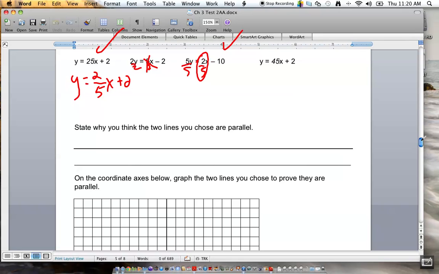Over here, you would write down that they are parallel lines, and underneath, don't forget to divide the 10 by 5. You would graph both of those lines. One has a y-intercept of +2, one has a y-intercept of -2.